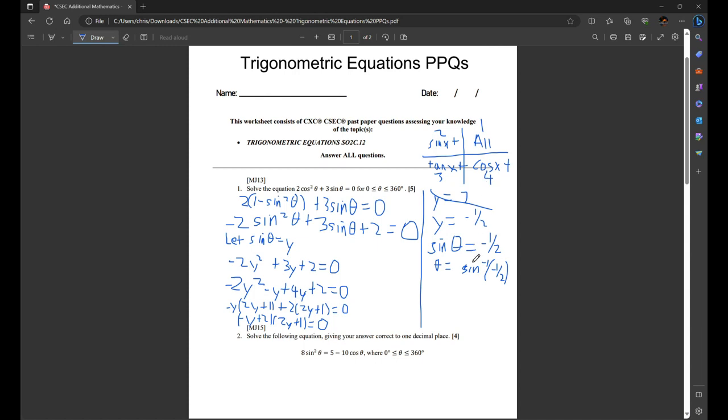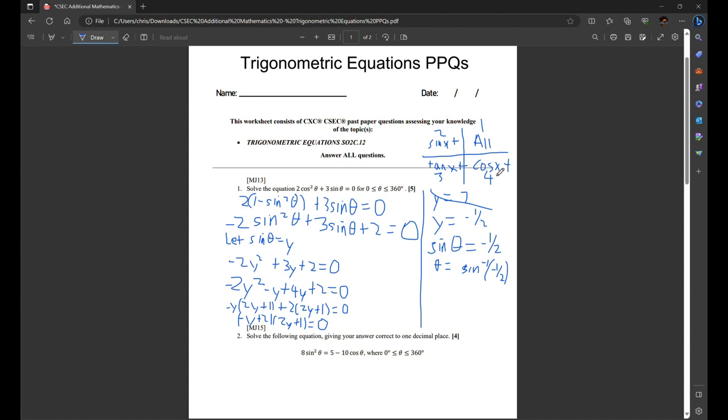So if we know that sine of 30 is a half, then that means we're going to use 30 as our base angle, or reference angle. A reference angle is an angle that's going to be in the first quadrant, and you're going to use that angle to figure out what the other angles have to be. Let me show you how you're going to do that.